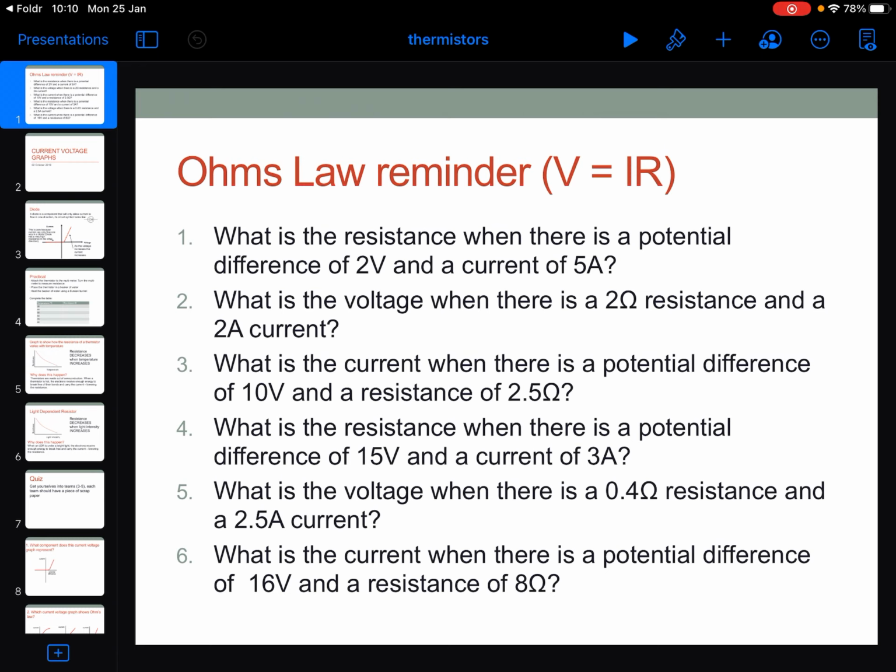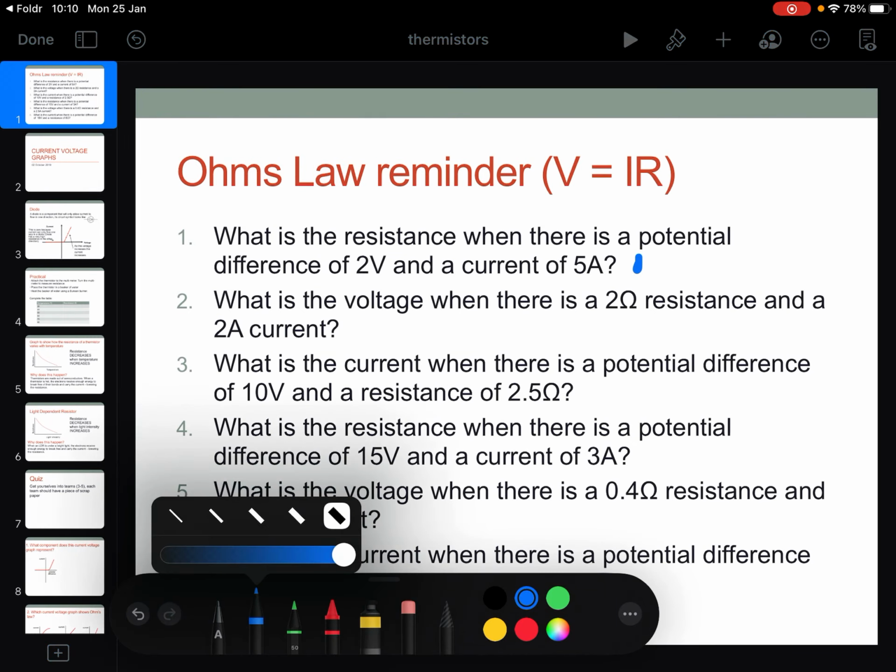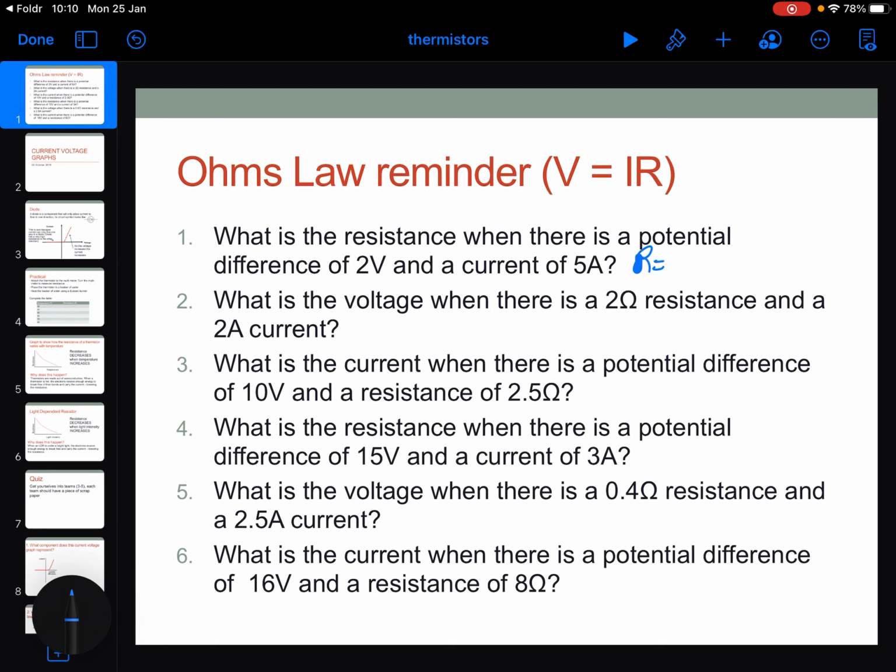Okay, so question number 1. What is the resistance when there is a potential difference of 2 volts and a current of 5 amps? Oh, that's way too thick, hang on. There we go. Okay, lovely. So R equals V divided by I. 2 divided by 5 is 0.4 and it's resistance, so it's ohms. The dodgy ohm looking symbol, there we go.